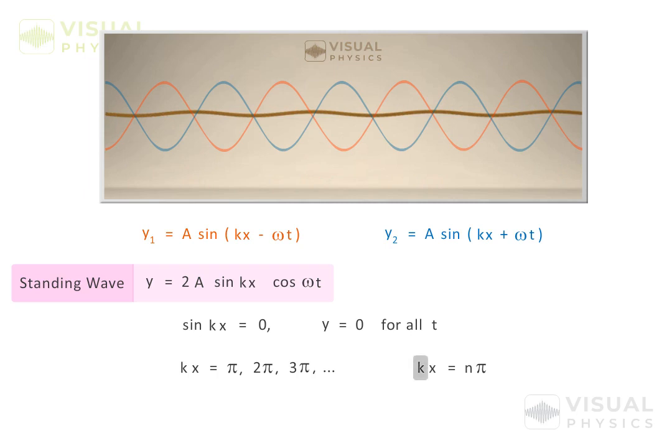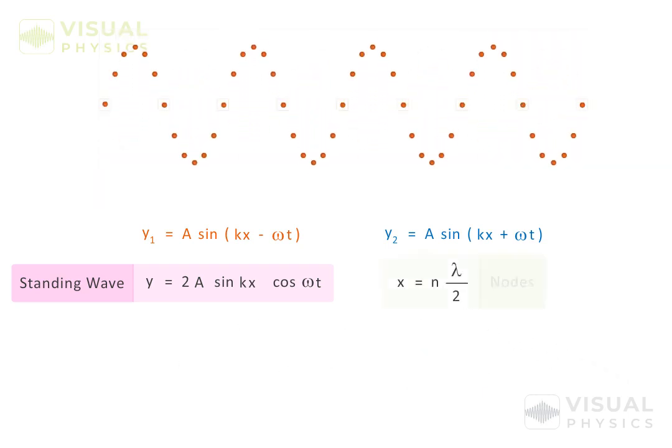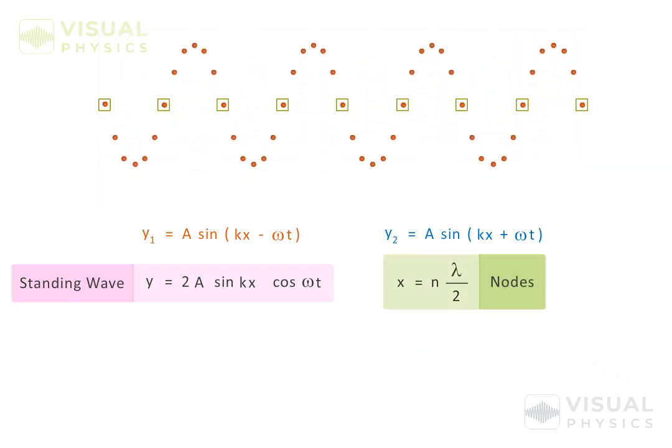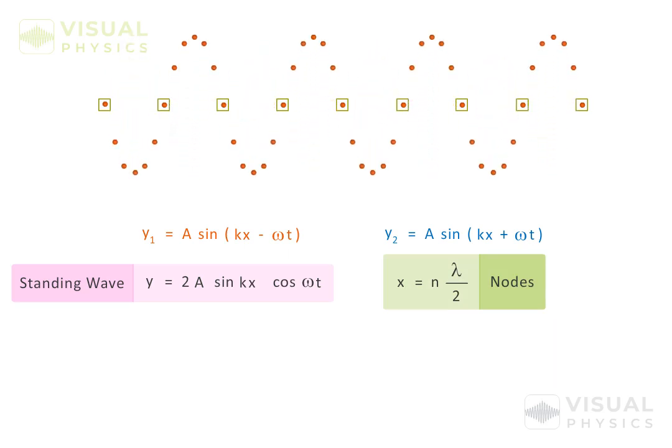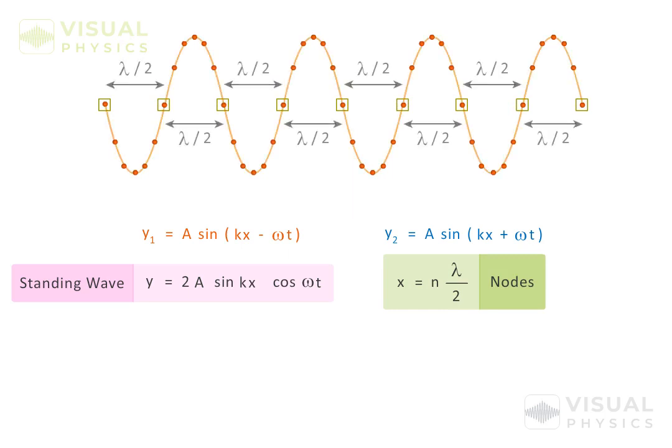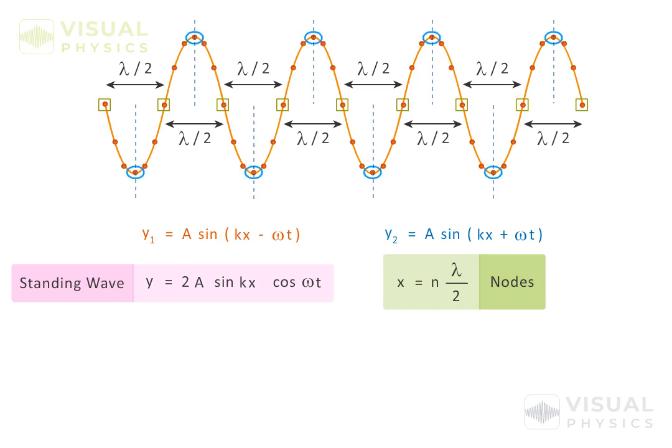Writing k equal to 2 pi upon lambda and rearranging, we get the values of x where displacement is always 0. That is, the position of nodes on a standing wave. Note that the nodes are separated by half wavelengths, and in the middle of two nodes is an antinode. That is, for positions where this term has the maximum value.